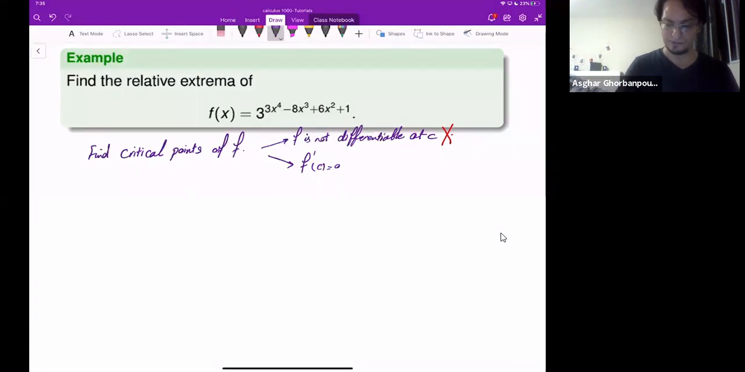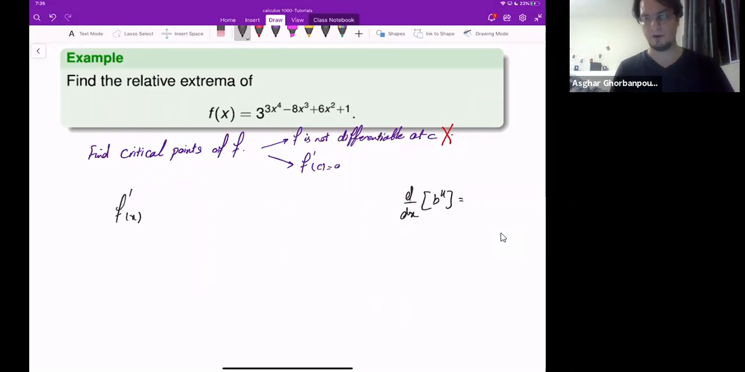We have to differentiate. So we have to find f prime of x. Remember, this is a good point to recall that if you have b to the power u, the derivative of an exponential function plus the chain rule is going to be b to the power u. Since the base can be general, you have to multiply it by ln b, and then you multiply that by u prime.